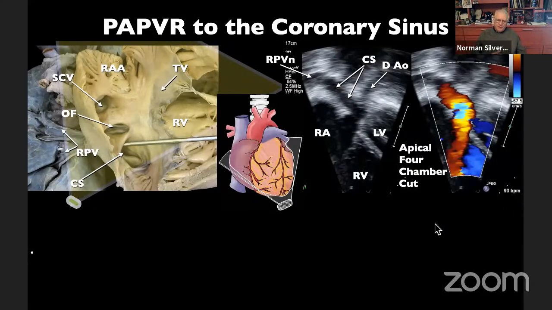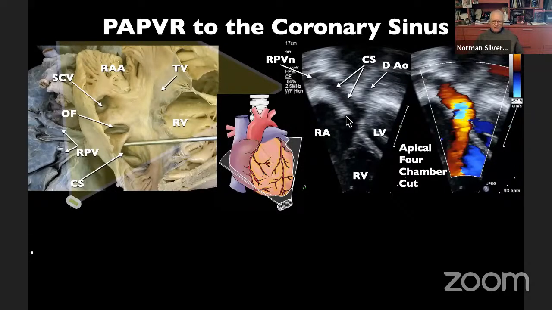Now, veins may drain to the coronary sinus, and when the coronary sinus gets large and you see this, you may believe that you're dealing with an unroofed coronary sinus, a so-called coronary sinus septal defect. And here you can see the right pulmonary veins with the probe in the right pulmonary artery draining in through the coronary sinus. And so this large coronary sinus can fool you that you're dealing with a coronary sinus septal defect.